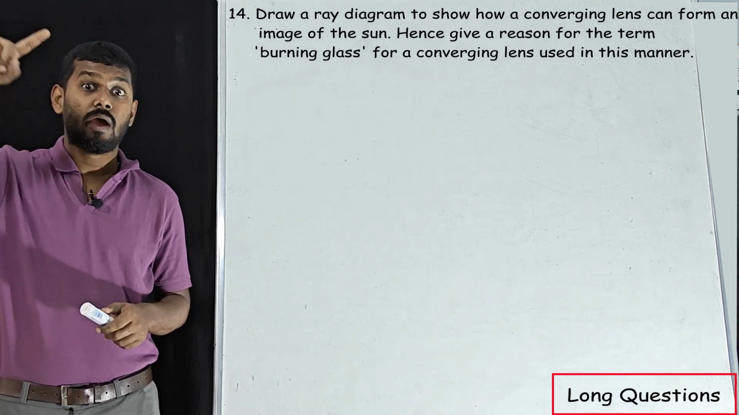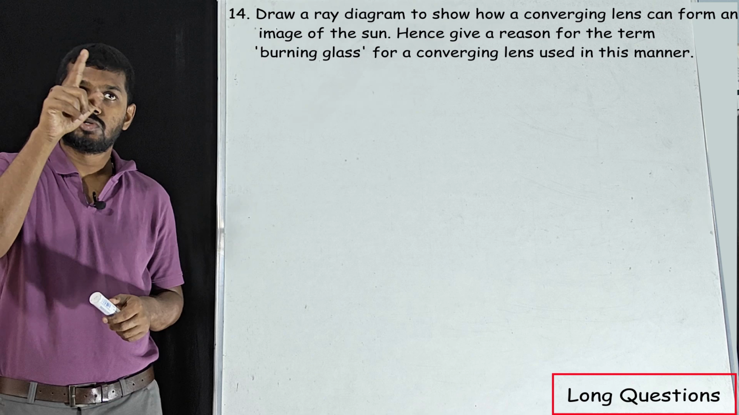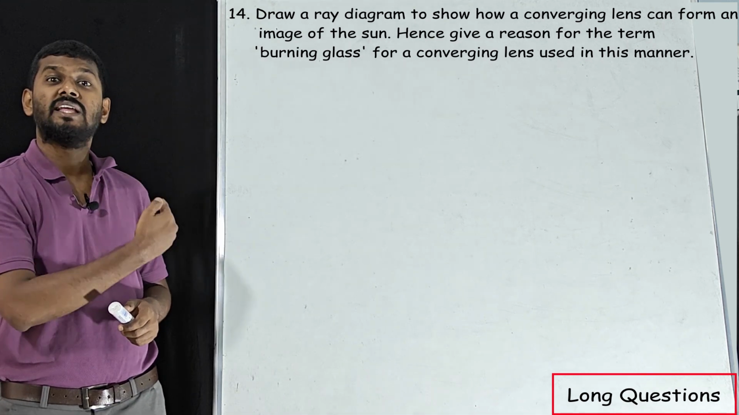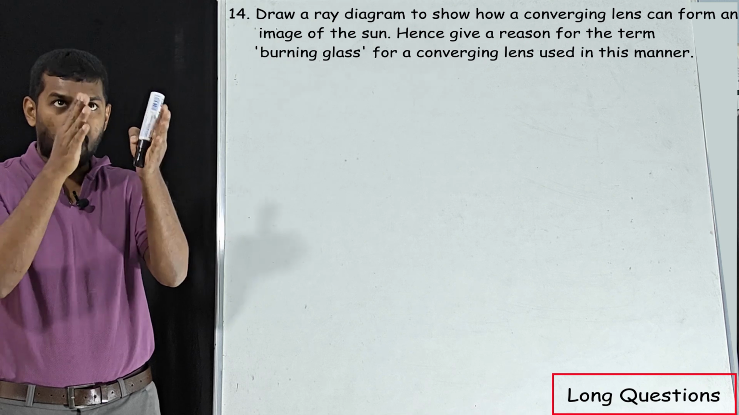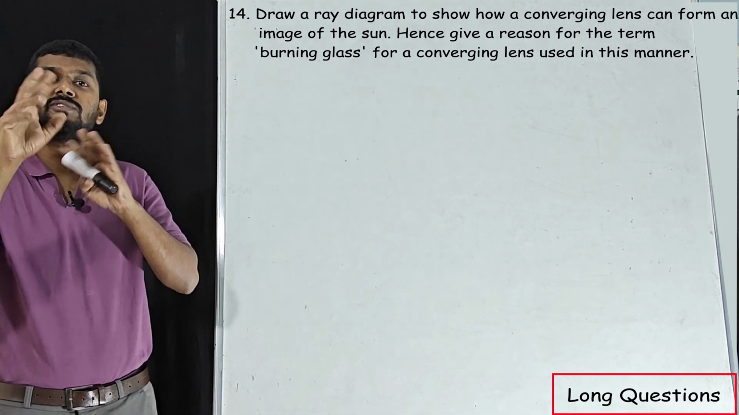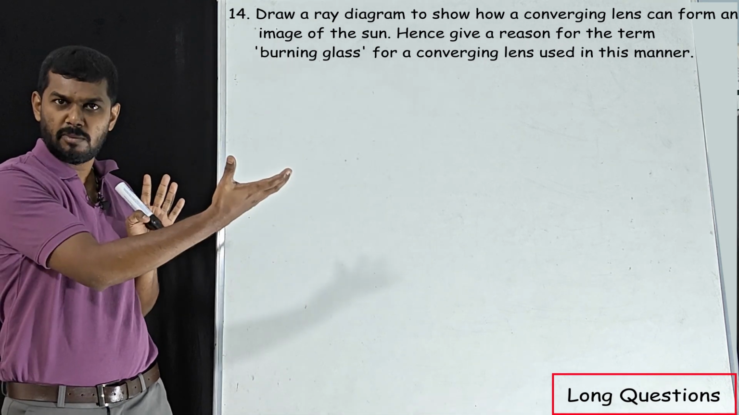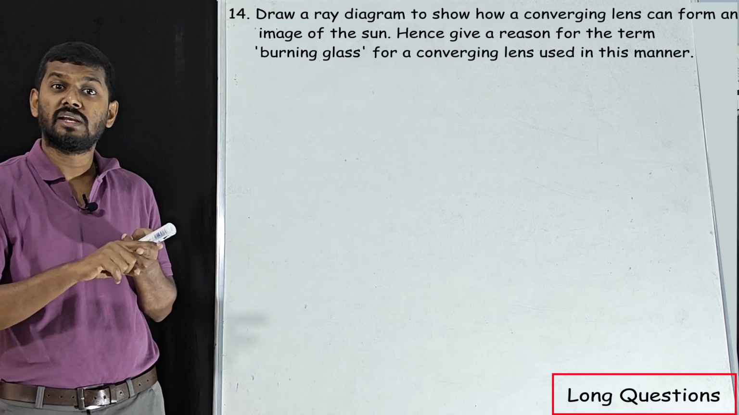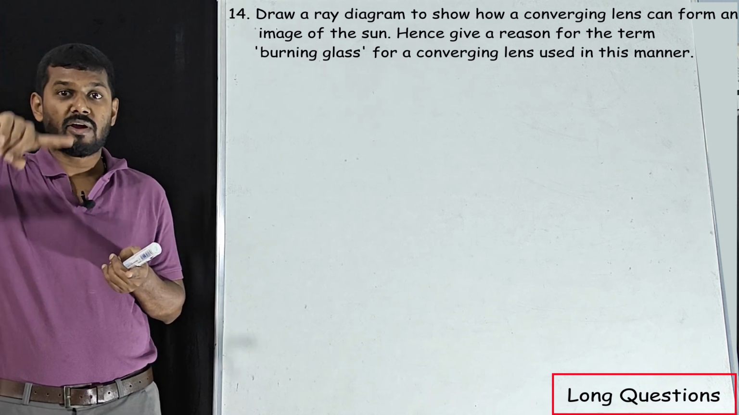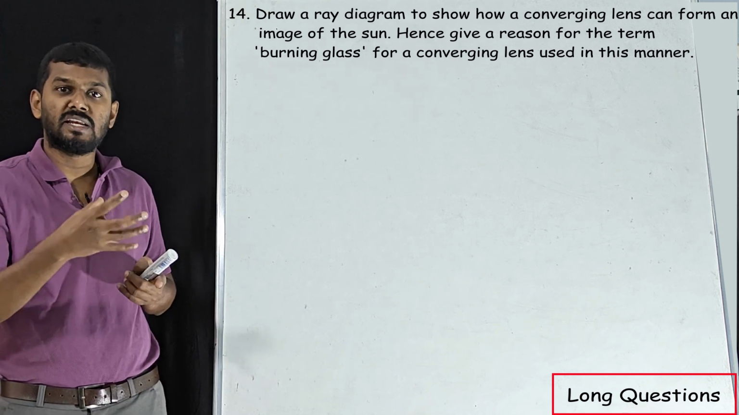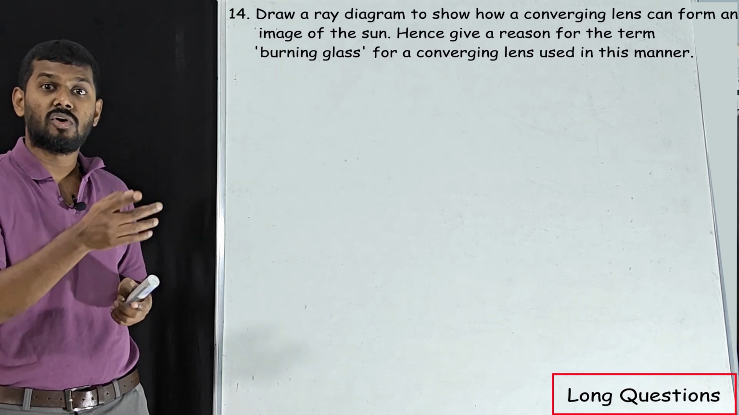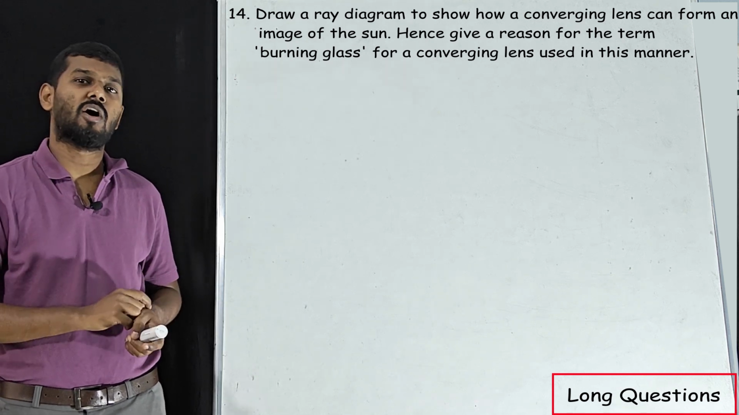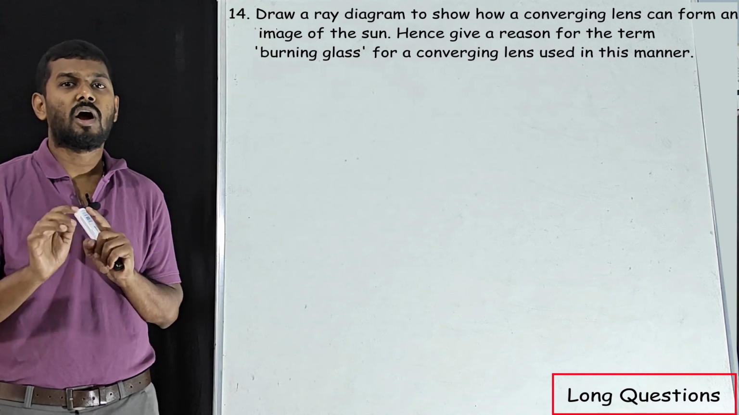Where is the sun? At infinite distance. So the object is at infinite distance. This is how you have to analyze the question. So the object is the sun, image of the sun means we are going to form an image of the sun, but the sun is at infinite distance. So the sun is the object, and it is at infinite distance. So this is case 0 of the convex lens.